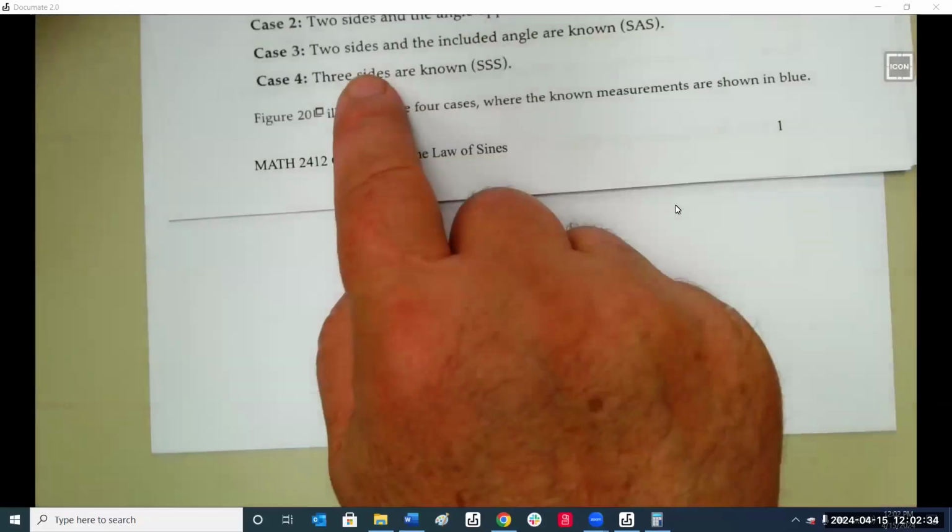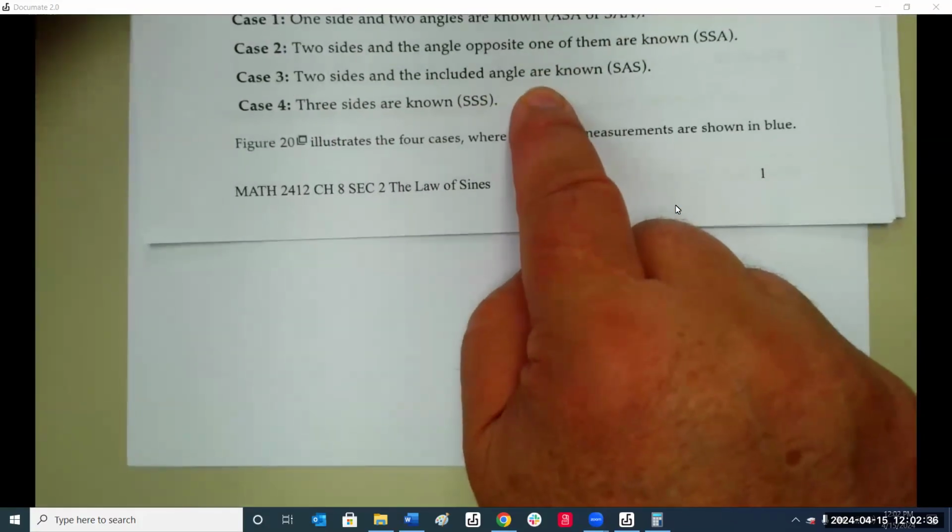Law of cosines occurs when we have two sides and included angle, or all three sides.